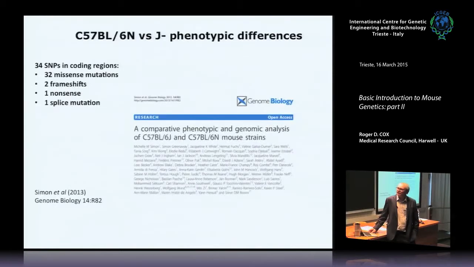Because inbred strains do differ. This is the paper I told you about in Genome Biology, comparing genotype and phenotype differences between 2 strains that are very similar, didn't diverge that long ago, 6J and 6N. But there are 34 SNPs encoding regions, 32 missense mutations between these 2 strains, 2 frame shifts, a nonsense splice mutation, and a deletion in the gene that we mapped.